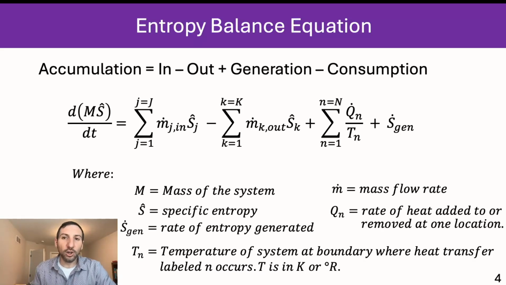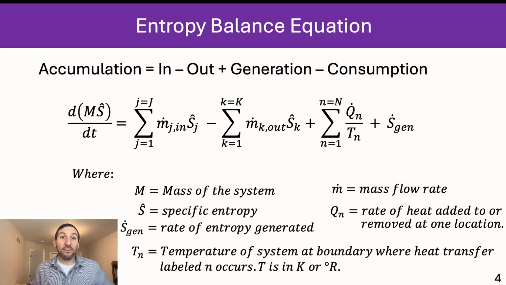So that first term is the sum of all the different places where we have heat transfer occurring over a particular temperature gradient. So that's where our Qn is the rate of heat that's added to or removed at one location, with respect to the temperature at the system at the boundary where heat transfer is occurring. And if there's multiple places where we have heat transfer, we need to sum up all those different locations and the heat transfer that is occurring at those respective locations.